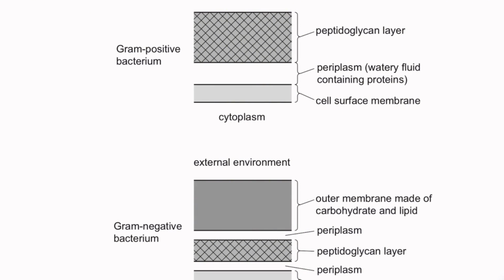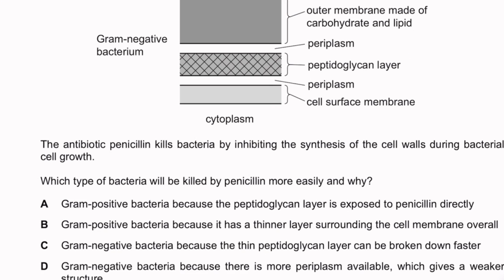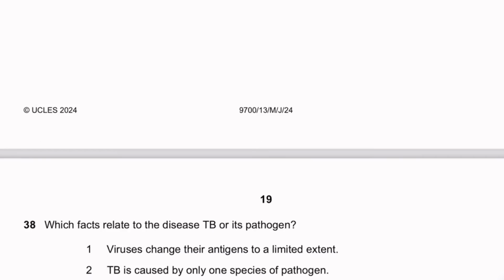When it comes to just having a peptidoglycan layer, like we mentioned in option A, you're just directly exposed to the penicillin. Whereas if you had something like an outer membrane with carbohydrates and lipids and this capsule that can protect the cell wall, then in this case you're definitely more able to protect yourself against the effect of penicillin. So gram-positive bacteria are exposed to penicillin directly.